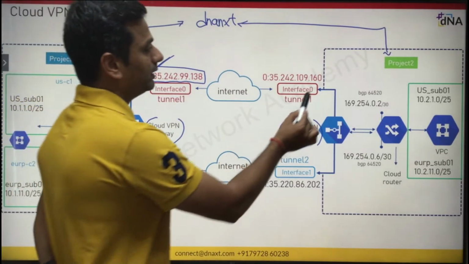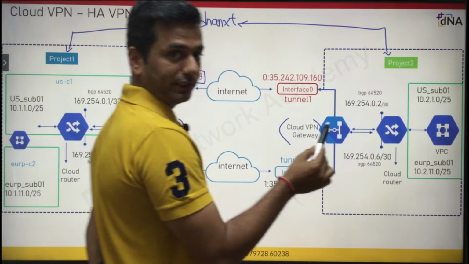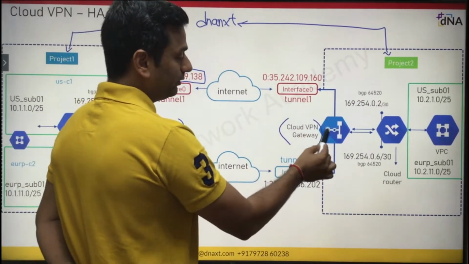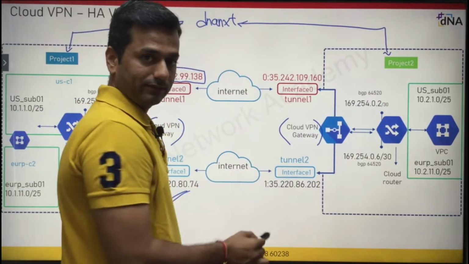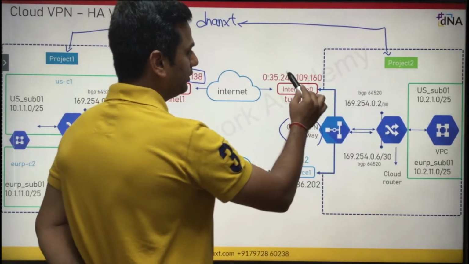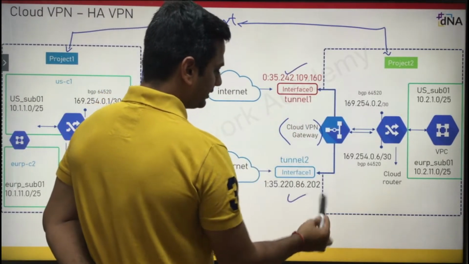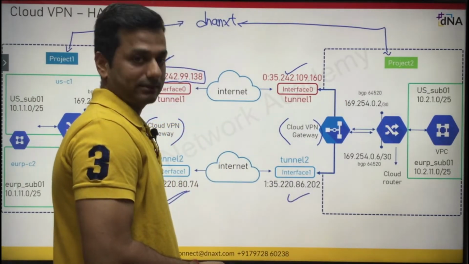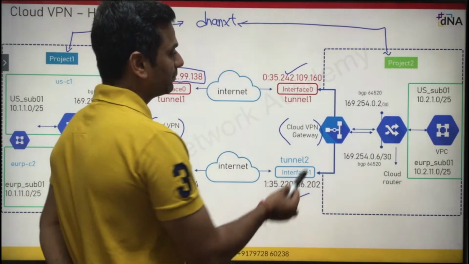Similarly for project 2. When you configure the Cloud VPN gateway for project 2, consider this a device. You will get two interfaces, and each interface will have a unique public IP address. Clear?